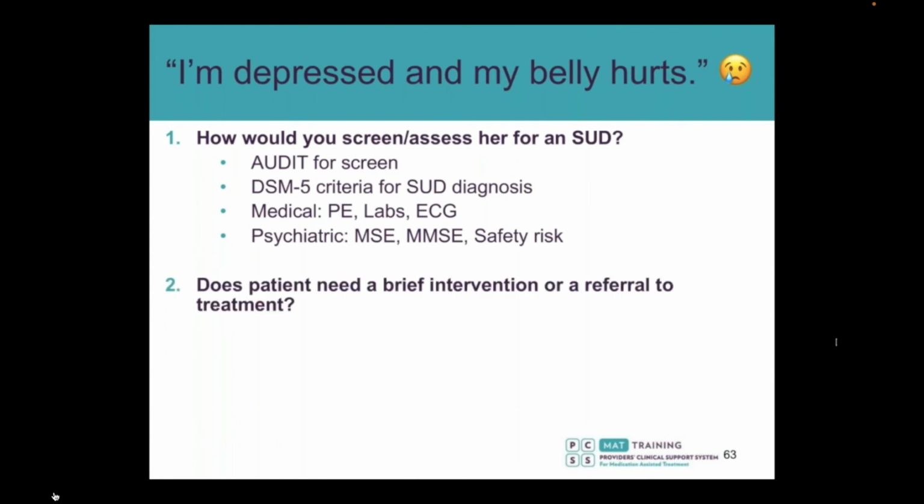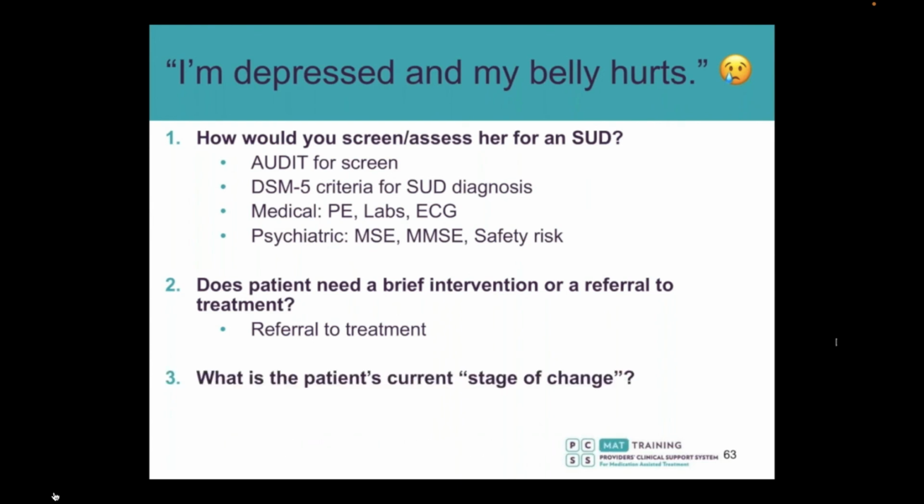Does she need a brief intervention or referral to treatment? Clearly this is a patient who would require referral to treatment. She clearly has some alcohol problems and may even meet diagnostic criteria just based on what we already know. She's had some medical and psychological problems and impaired control, so she at least has 2 criteria to meet a substance use disorder diagnosis. A more extended screening could guide questions, but she clearly needs some kind of treatment. And what would be her current stage of change? We'd say she's in contemplation. She's already mentioned that she needs to go to AA and that alcohol is a problem.